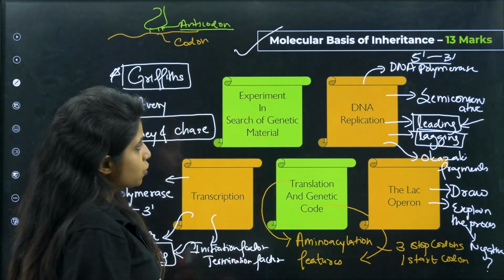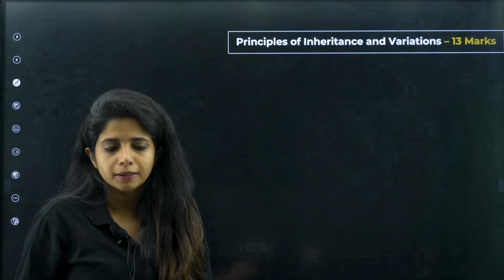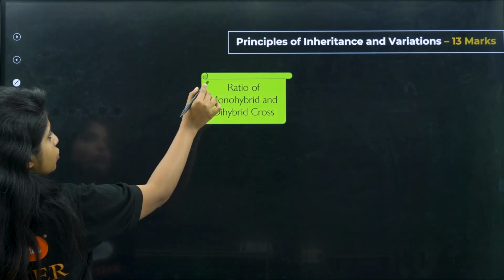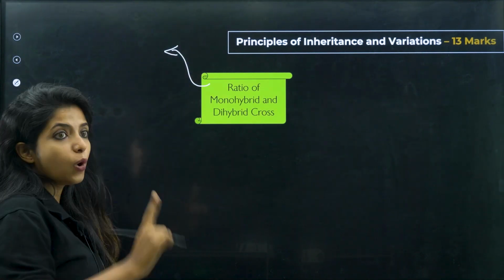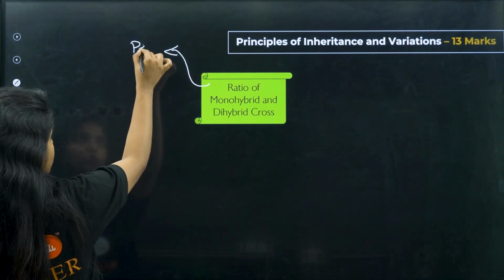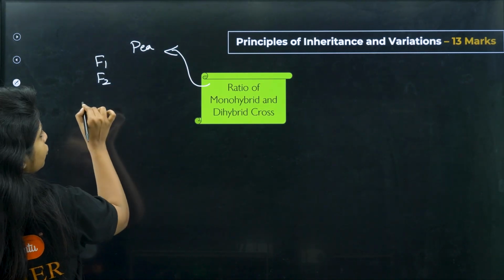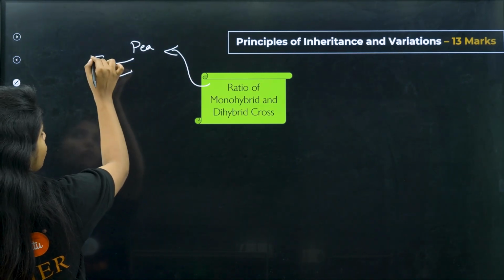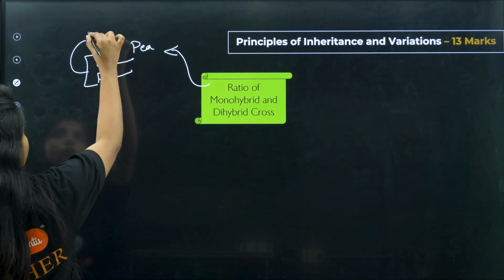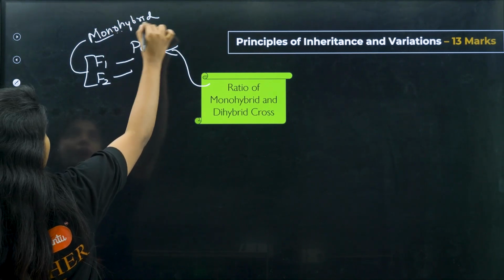Now we move on to the next one, that is principles of inheritance and variation. Again, this is of 13 marks. Now, first thing, the ratio of monohybrid and dihybrid cross. You should be knowing what plant Mendel chose. Mendel chose the pea plant. What was the F1 ratio of this? What was the F2 ratio? And this cross, where only one character is being used, you call monohybrid cross. So you should be knowing the ratio of monohybrid cross.